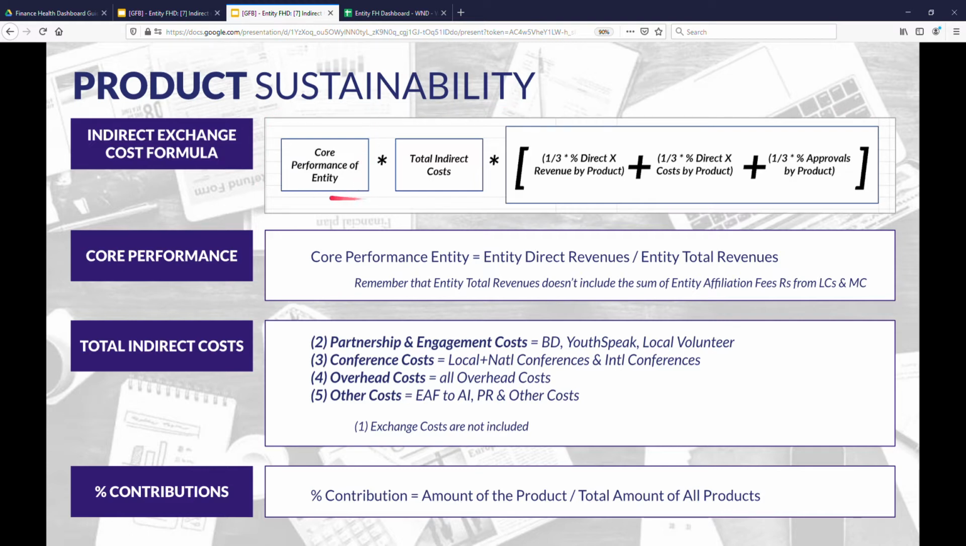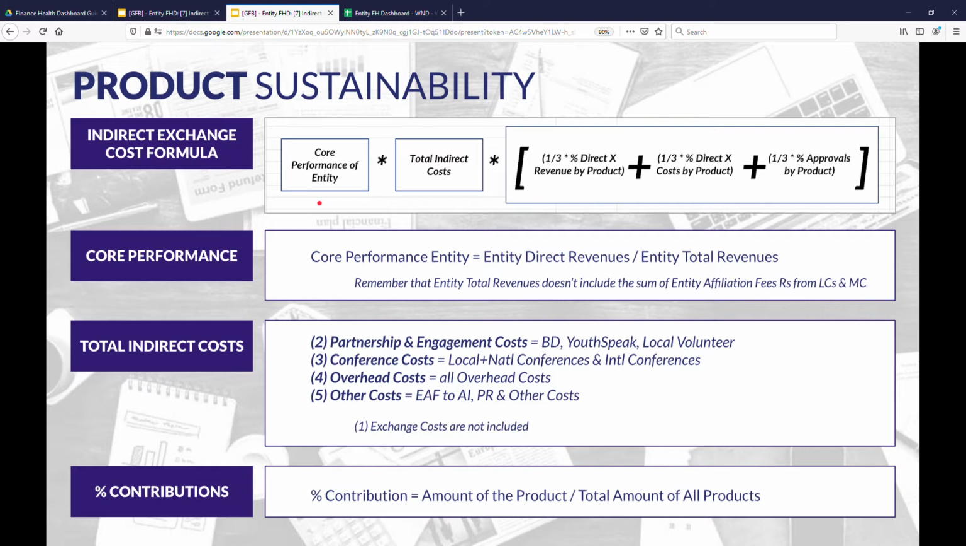So why are we going with this formula? First off, why core performance of entity? And of course, you already know the total indirect cost is there because we want to know the total indirect cost. But why these other two? Why not just allocate it on all of the products? Core performance of entity is here to be able to split how much of the indirect costs would be allocated to the products and how much would be allocated to the non-exchange.